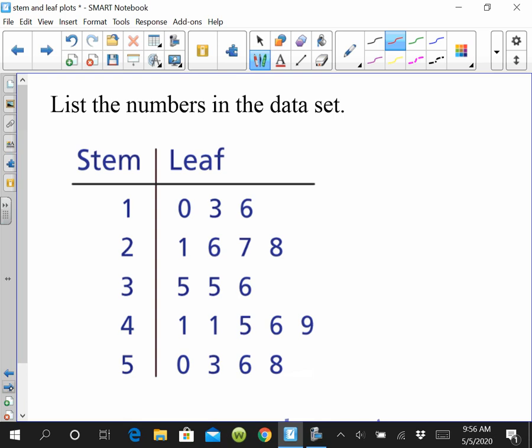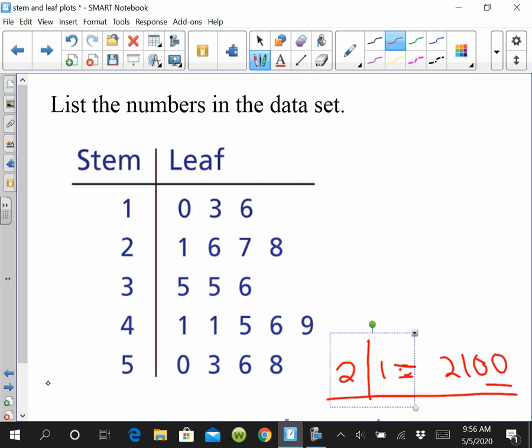Here's some data that's in a stem and leaf plot, and there's no key, so I'm going to add a key and say a stem of 2 and a leaf of 1 represents 2,100. Now that we know that, can you list all the numbers in the data set?